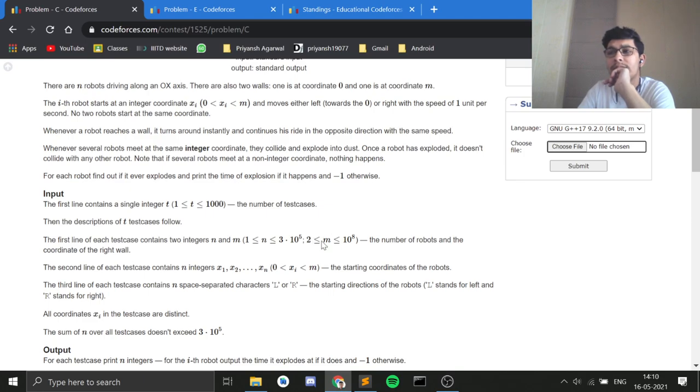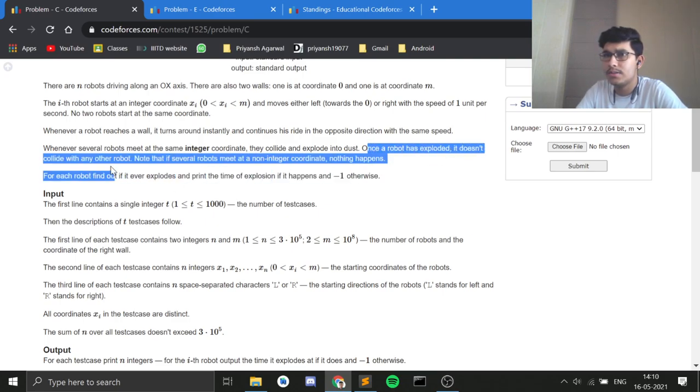Okay. The very first thing is that I cannot iterate on all these points and calculate how many robots will reach this point at so and so time. I cannot do that. Right. Once a robot has exploded, it doesn't collide with any other robot.